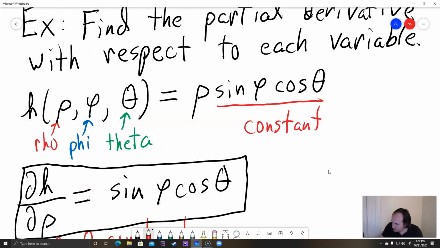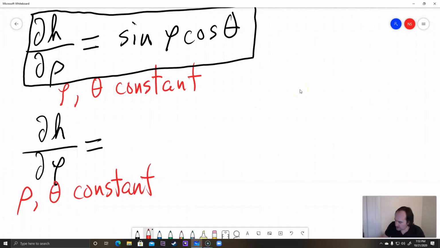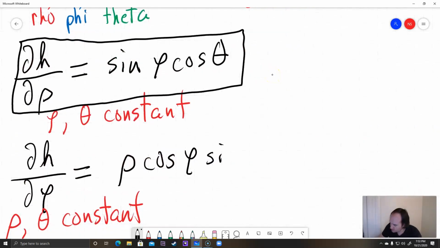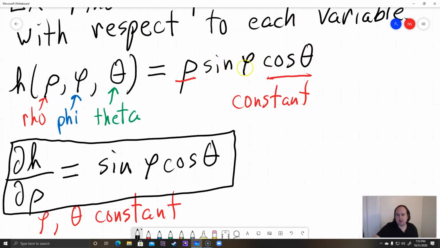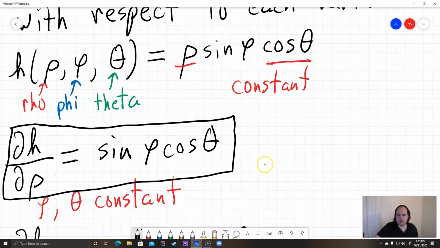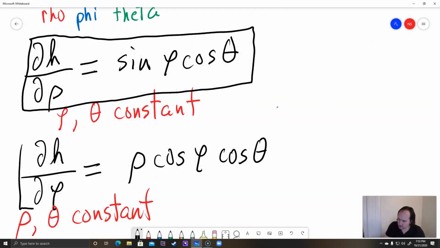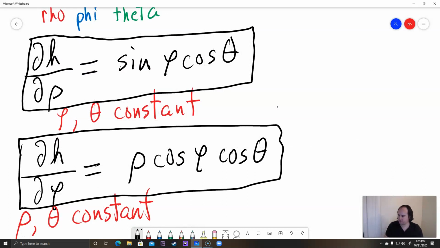So what's that going to look like? Well, sine of phi is part of our variable, so that's not constant. But the rho and the cosine of theta are both constant. So the only thing we're taking the derivative of here is the sine of phi. And the derivative of sine of phi is going to be cosine of phi. And then the rest of it just stays because it's constant. So here we're going to have rho cosine of phi, cosine of theta. I already forgot. Cosine of theta, sorry. Okay, so what we did there is we took the derivative of sine of phi, but we left everything else as a constant, so nothing else changed. Okay, so that's our partial h, partial phi.